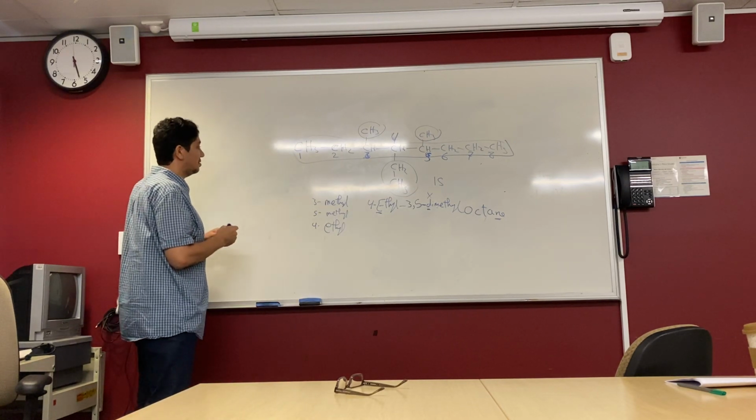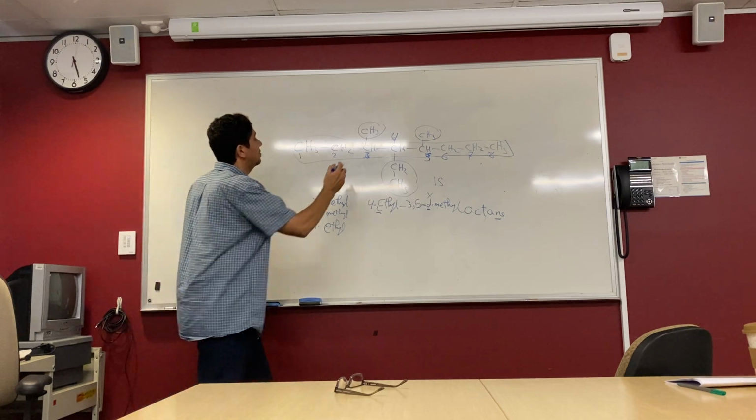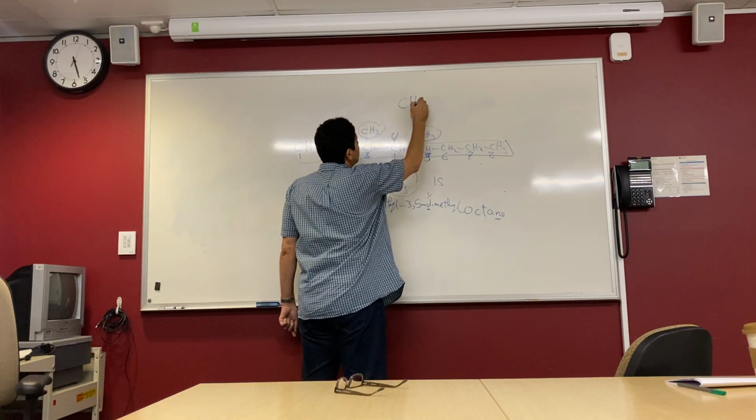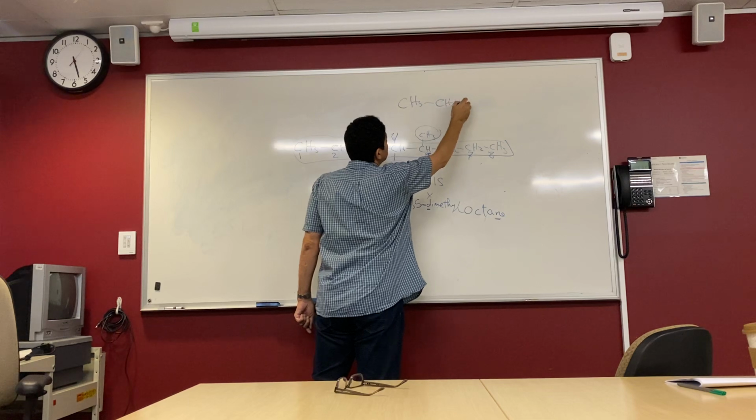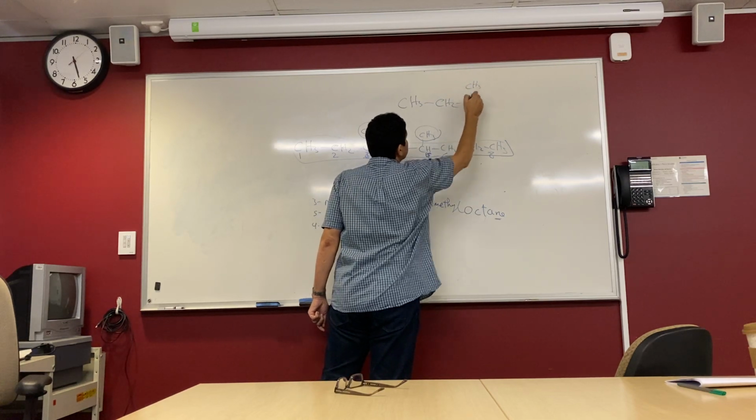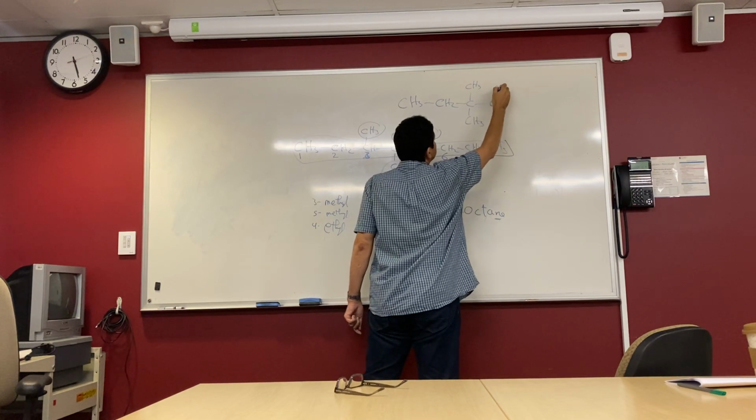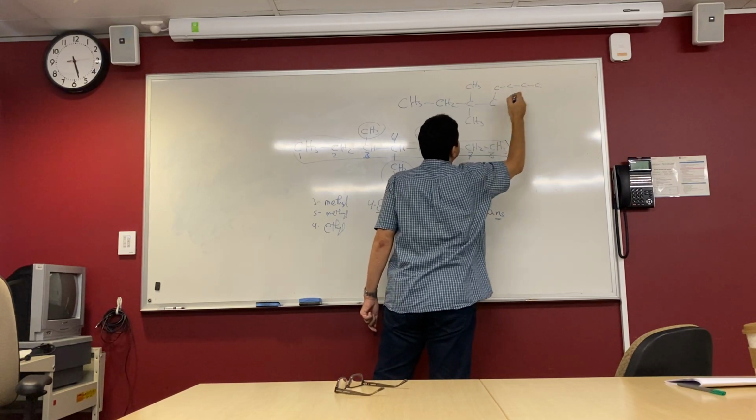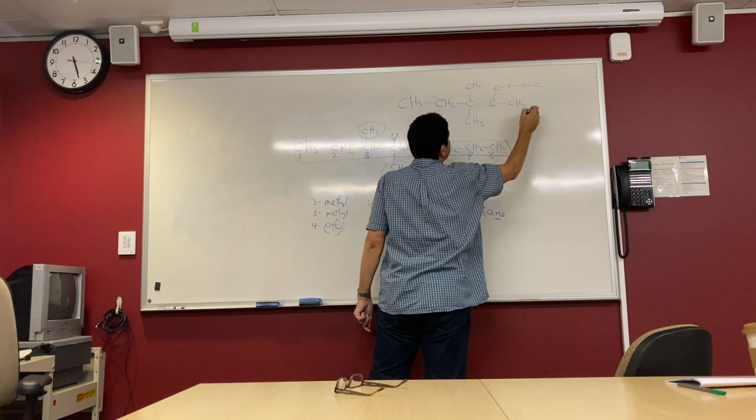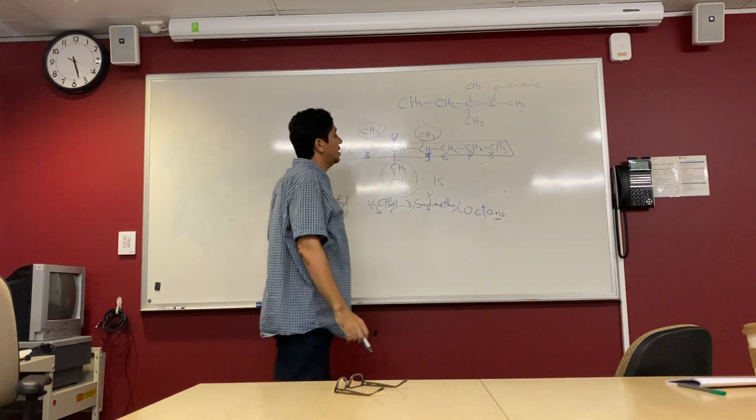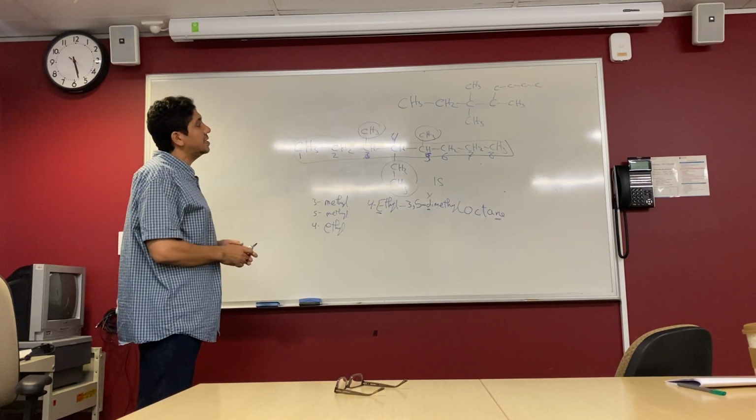Okay. What if we have something like this? CH3, CH2, C, methyl, methyl, C, CH3. And you can complete the hydrogens here, right? So what's the name of this compound?